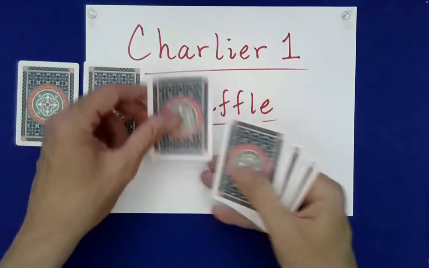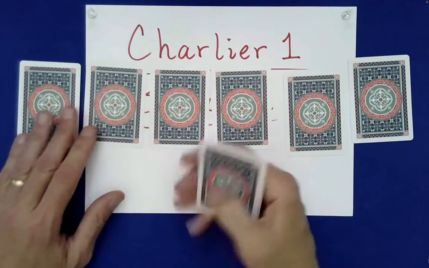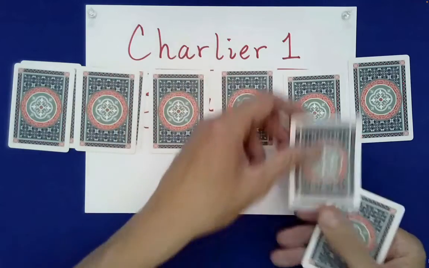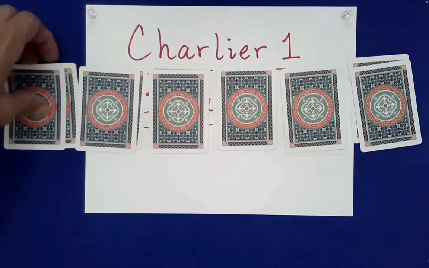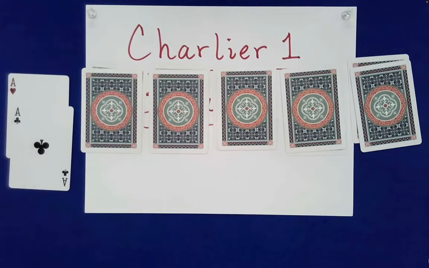1, 2, 3, 4, 5, 6. It's a good number. 1, 2, 3, 4, 5, 6. Well, let's see what we've done after all of that crazy mixing that we call the Charlier 1 shuffle. What are these over here? Oh, that's nice. A pair of aces.